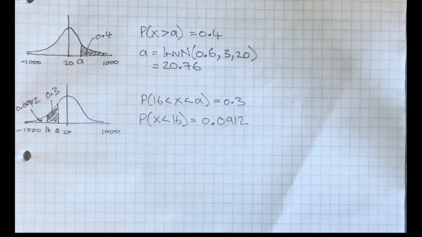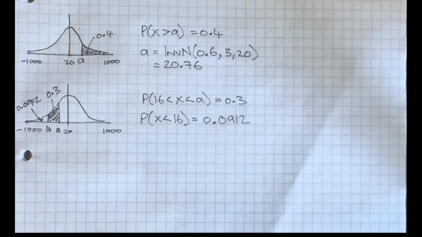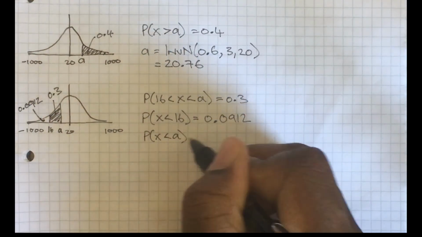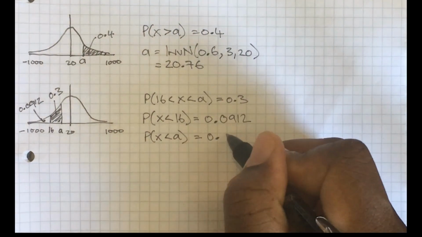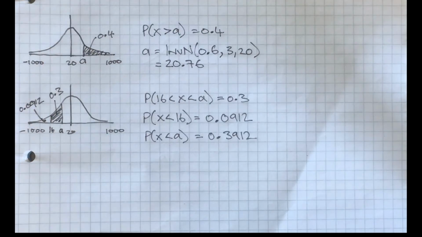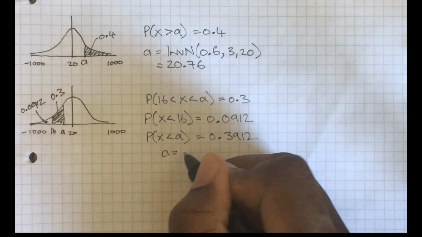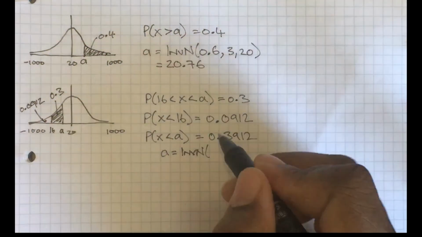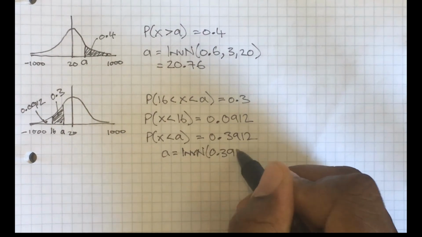Now I can add that into the diagram, and then I can generate a statement for the probability that x is less than A, just like we've done in the previous questions, just by adding the value I've just got onto 0.3. So now I'll write my own statement. The probability that x is less than A is 0.3912. Now this is perfect for the inverse function, so I'll go ahead and put this straight into that inverse function.